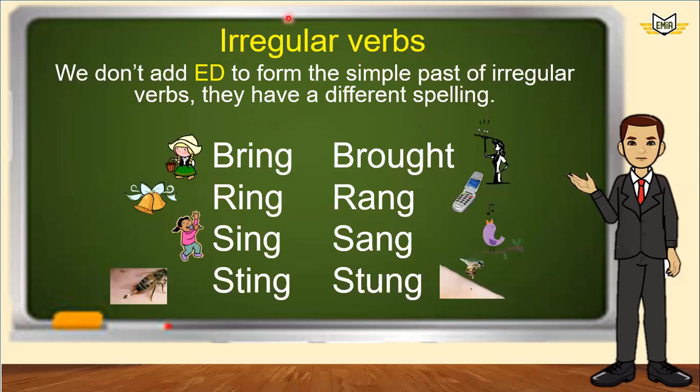Now, let's talk about irregular verbs. It's vital to know that we don't add ed to form the simple past of irregular verbs. They have a different spelling. For example, bring, brought, ring, rang, sing, sang, and sting, stung.